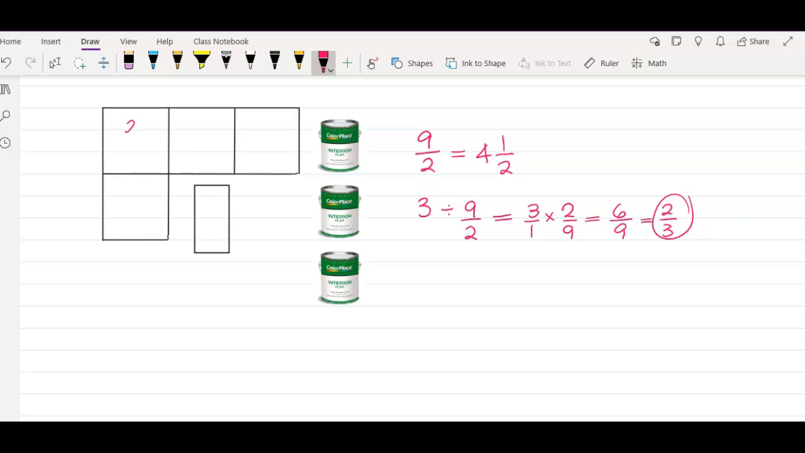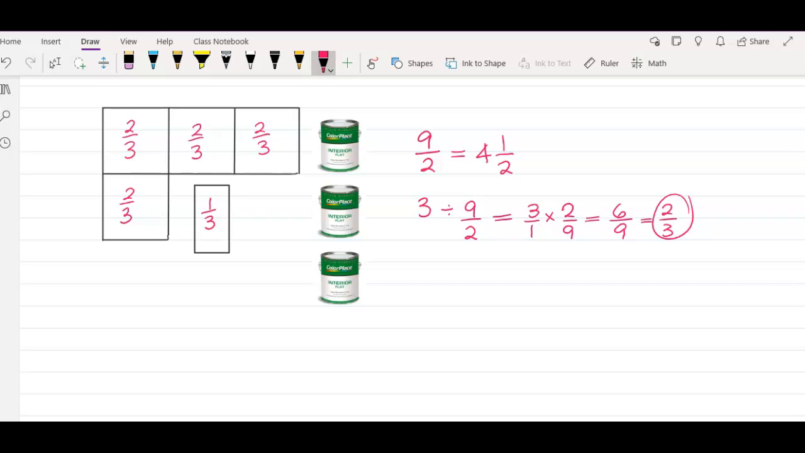So let's see if this works. 2/3, 2/3, 2/3, 2/3, and this one is half as big, so it only needs 1/3 because it's a half square yard. If we add them up, 2, 4, 6, 8, and 1 more makes 9 thirds. I still get 3 when I change 9 thirds to lowest terms. 9 thirds equals 3.